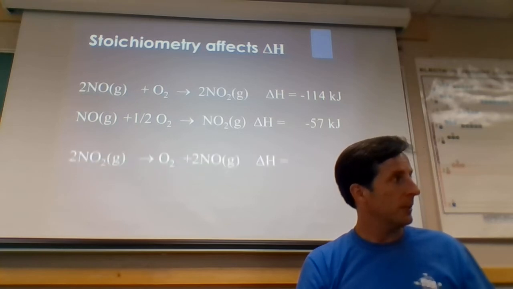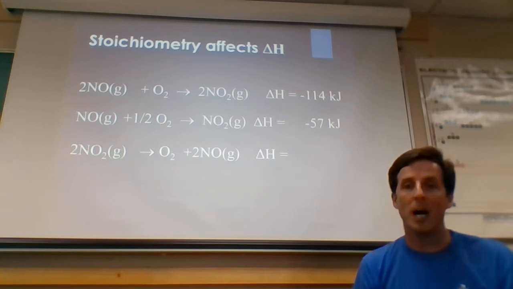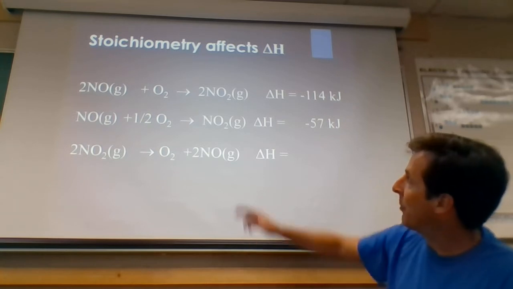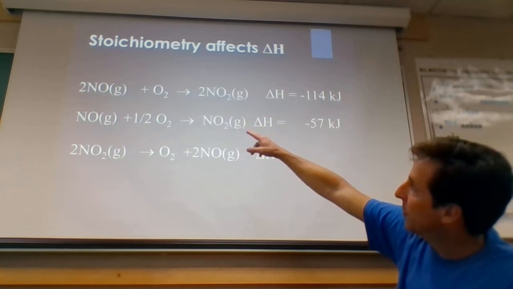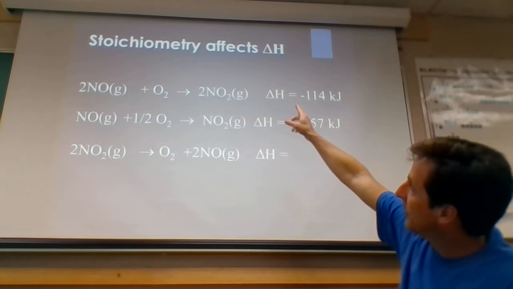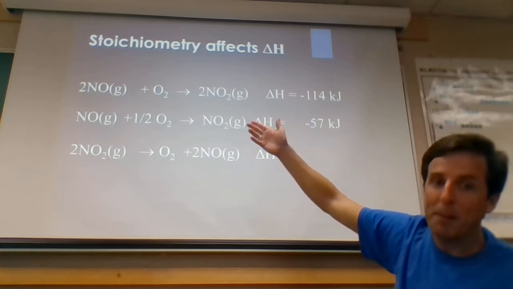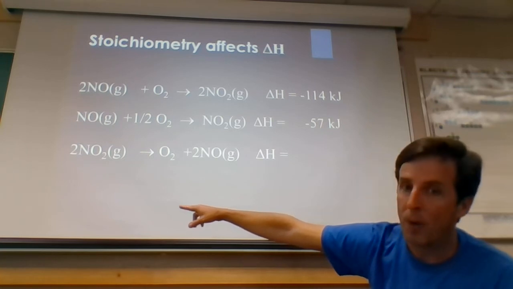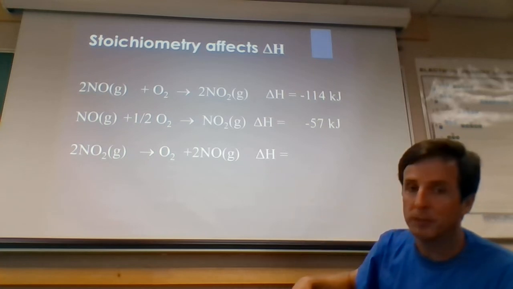Now, another thing that can happen: there are times that we can write a reaction where the top reaction is a combination reaction, where the 2 NO plus O2 can combine to make 2 NO2. Sometimes that reaction could happen backwards. The 2 NO2 can break apart and decompose to form O2 and 2 NO.